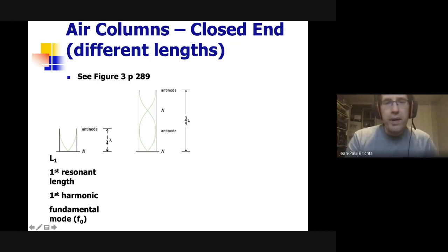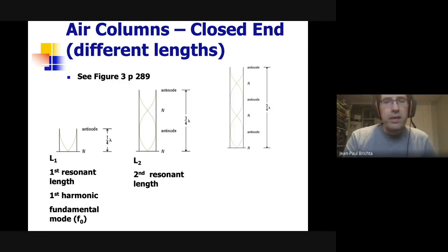All right, so notice the pattern here. It always seems to go antinode, node, antinode, node, and that's not by accident. That's actually how it always goes. So this length we call L2, or the second resonant length. And you can see that this can actually continue on.